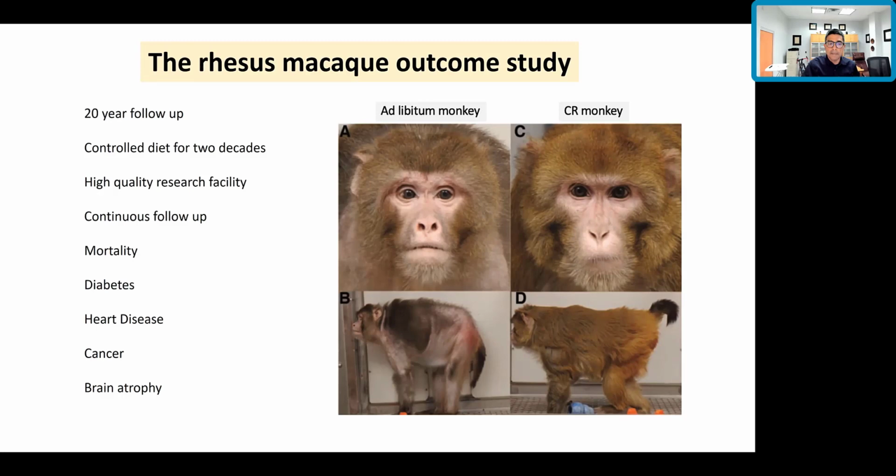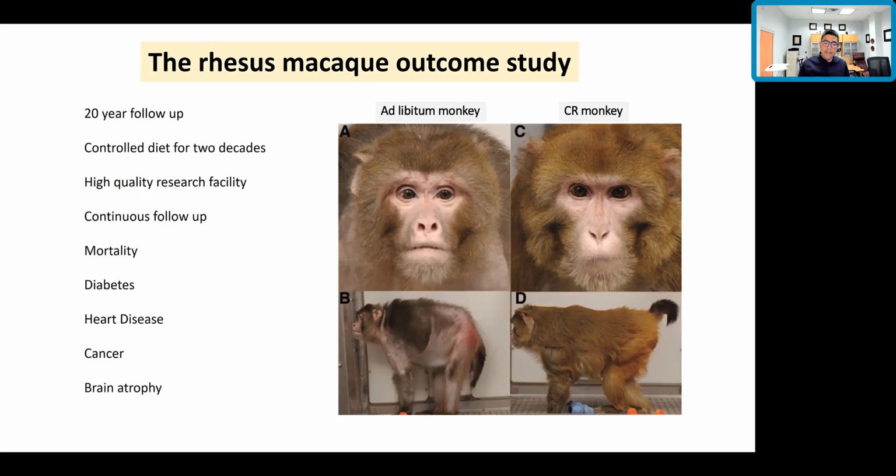These animals were monitored every day. Their death rate was precisely assessed. And chronic diseases, unfortunately, rhesus monkeys have the same chronic diseases like diabetes, heart disease, cancers, and brain atrophy like humans do.